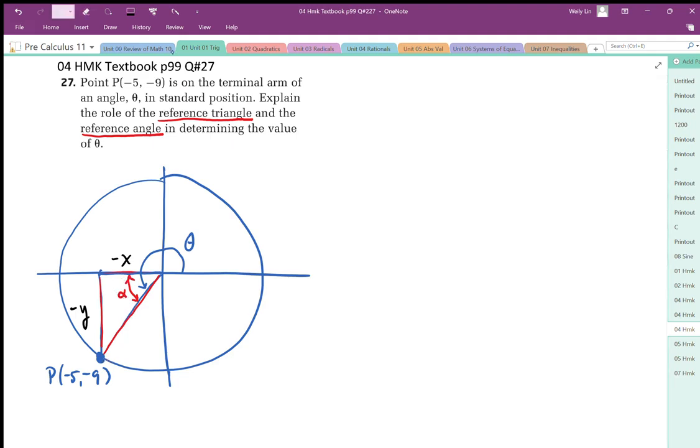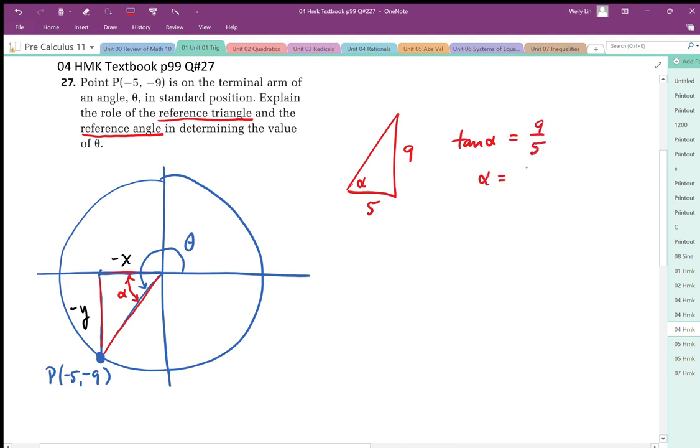I'm going to calculate the reference angle. Based on this, I'm just going to draw my triangle out here. So it's going to be 9 along the vertical, 5 along the horizontal, and that's going to allow me to calculate alpha. So tan alpha is going to give me a slope of 9/5. And so calculating alpha, I'm going to use the inverse tan function. Using the inverse tan function, because I use the positive version of this, +9, +5, it gives me the angle in quadrant 1, which is the reference angle.